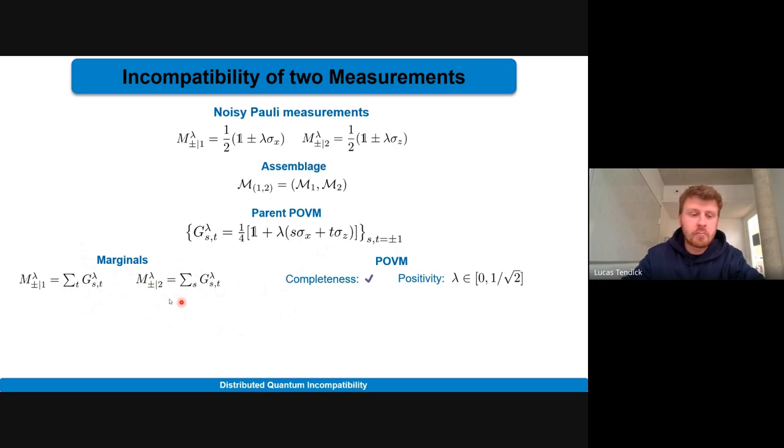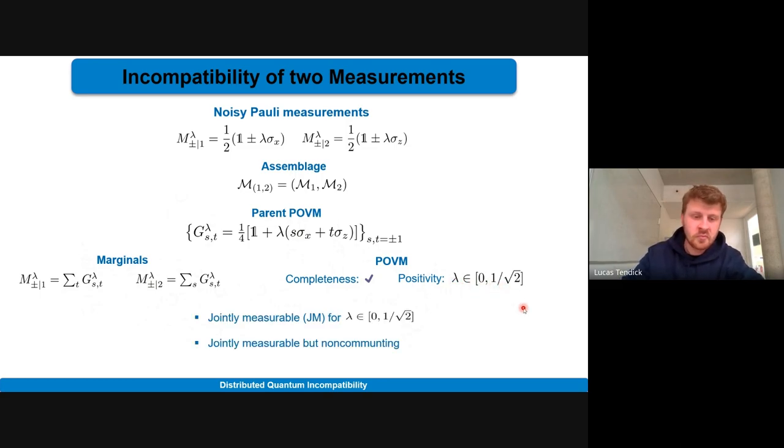And this means we also fulfill the completeness relation, but we also have to check that this parent POVM is actually a set of positive operators, which is only the case if lambda is in this interval 0 to 1 over square root of 2. This means we have just shown that the noisy X and Z measurements are jointly measurable if lambda is in this interval. And actually, you can also show that this is the best you can do, so this is optimal. But these measurements are clearly non-commuting unless lambda is equal to 0.